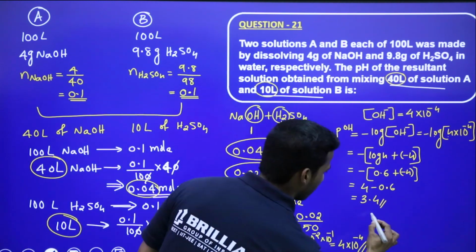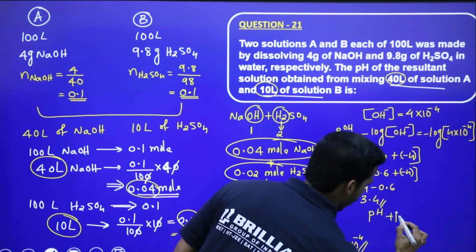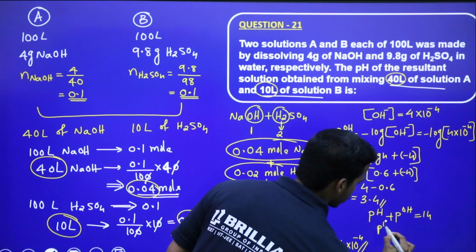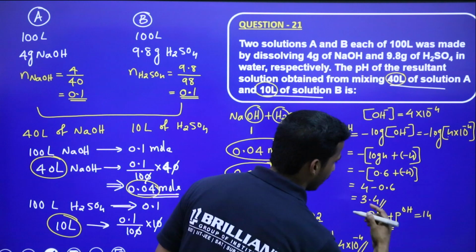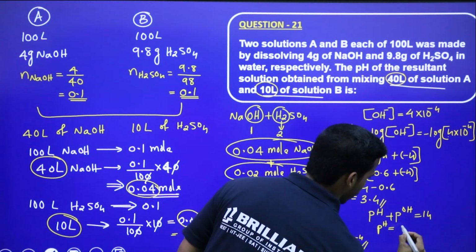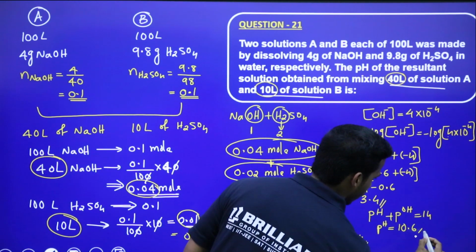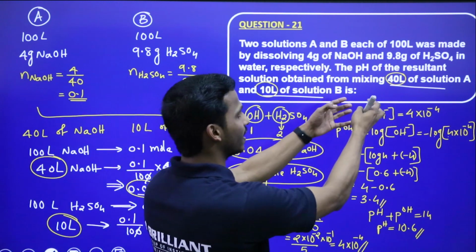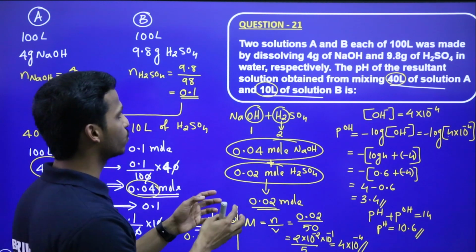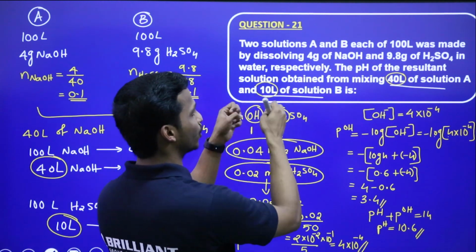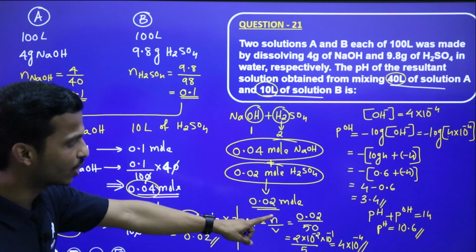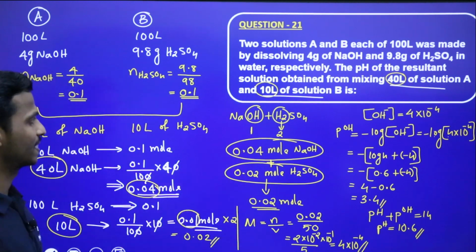You know, student, pH plus pOH is equal to 14. So pH will be 14 minus pOH, means 14 minus 3.4, which is around 10.6. That will be the pH value of the 40 liter A solution when you mix it with 10 liter of solution B. So the answer to question number 21 is pH value 10.6.